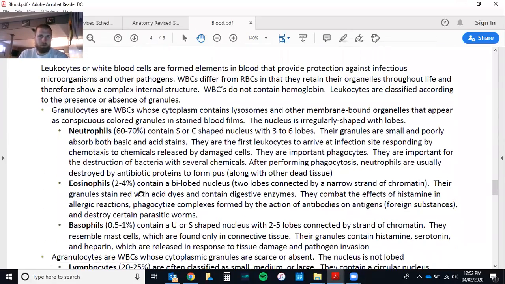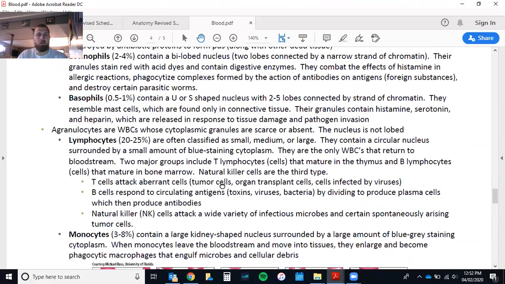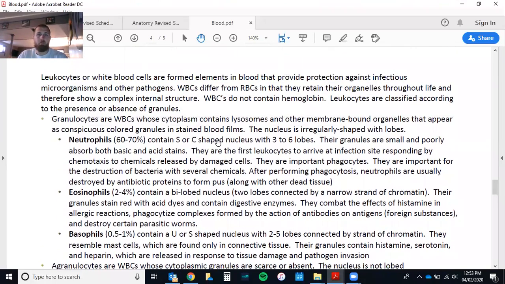All right, let's talk leukocytes, or white blood cells. Formed elements in our blood provide protection against infectious microorganisms and other pathogens. They're different from red blood cells, and you can see that in our pictures here. The nucleus is still present. There are lots and lots of lysosomes and other membrane-bound organelles, all those organelles that are going to play a role in what those cells do. Okay. White blood cells don't contain hemoglobin. Sorry, guys. They don't contain hemoglobin, so they have no role in carrying oxygen.